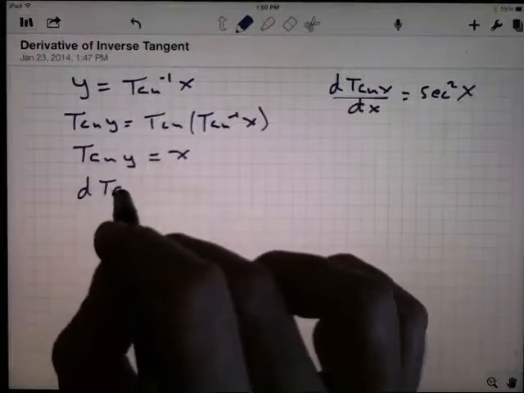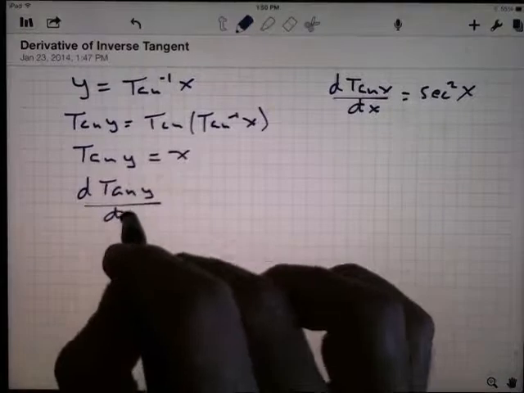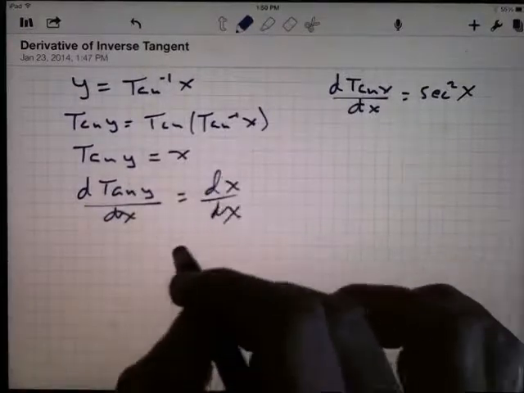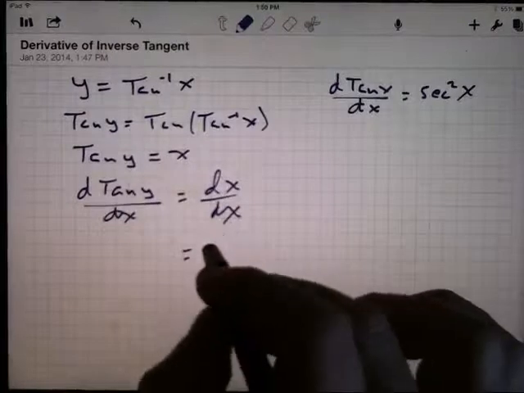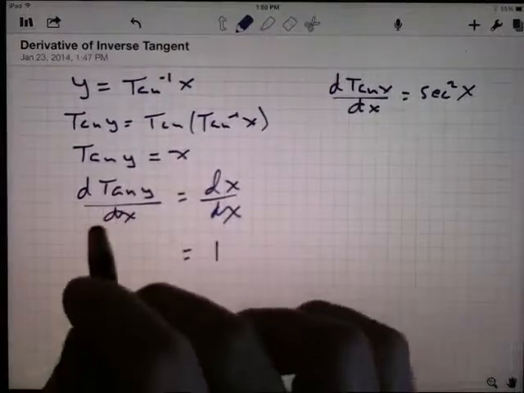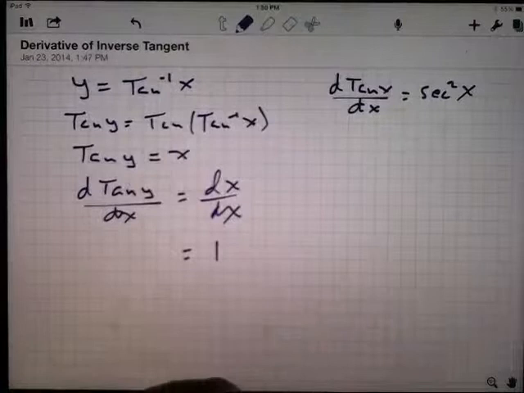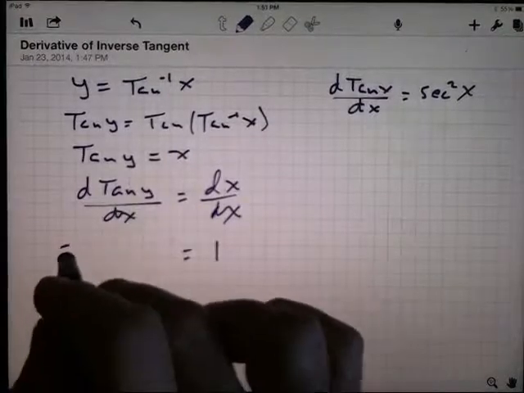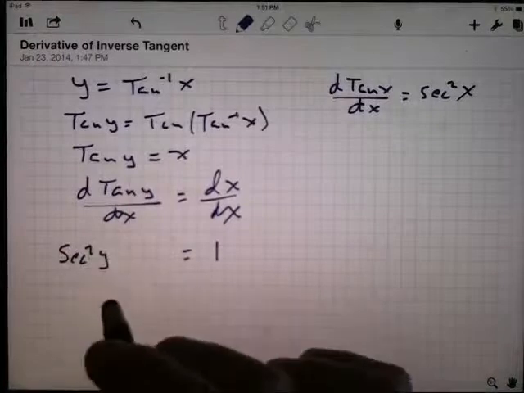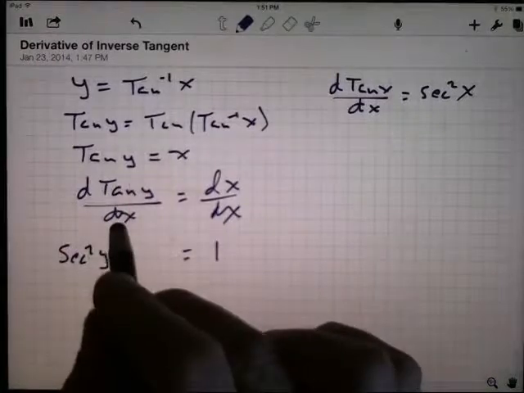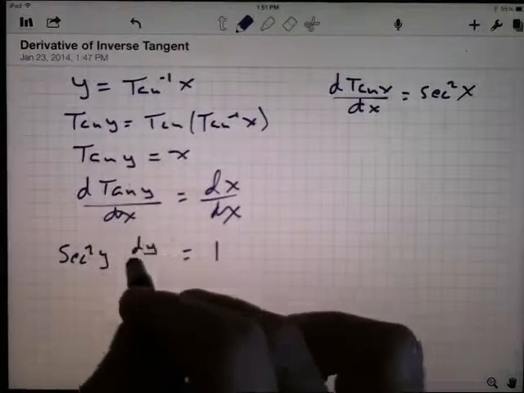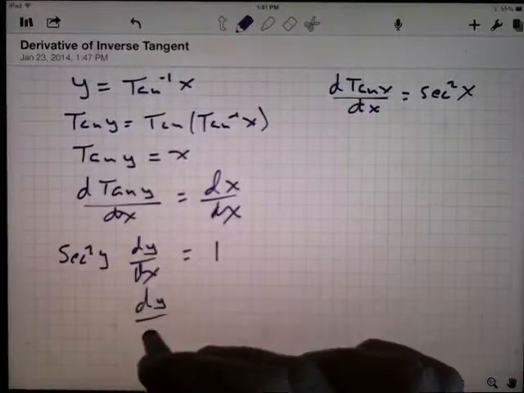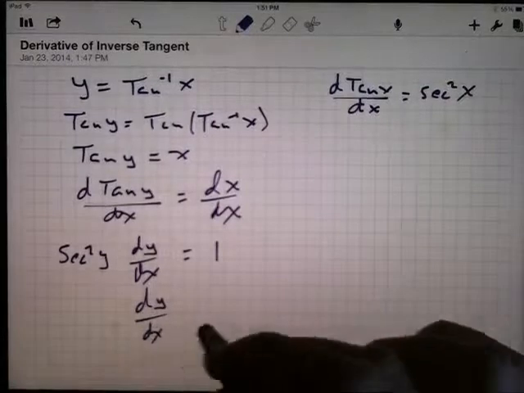So take the derivative of the left-hand side with respect to x, and take the derivative of the right-hand side with respect to x. I like the right-hand side. That's easy. Derivative of x with respect to x is 1. Derivative of the tangent of y? Well, if I took the derivative of tangent of y with respect to y, that would be the secant squared of y. But I'm not taking it with respect to y, I'm taking it with respect to x. So the chain rule says multiply by dy/dx. Solving for dy/dx, I get this.